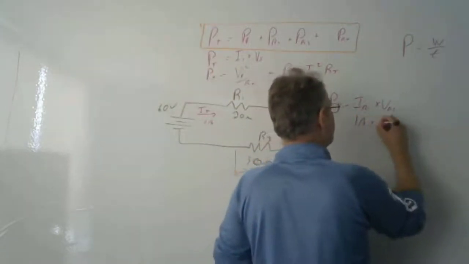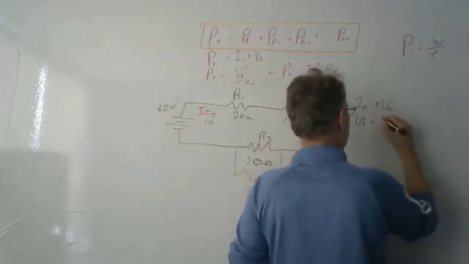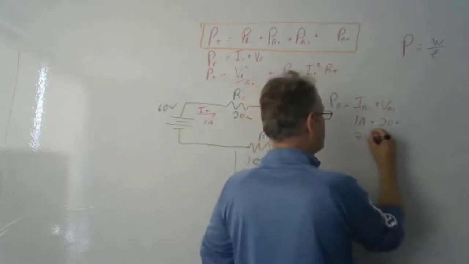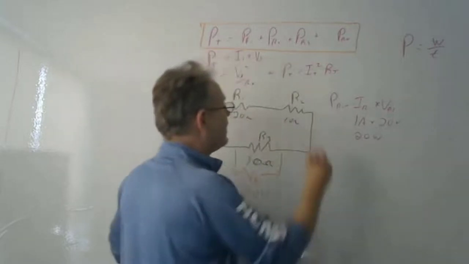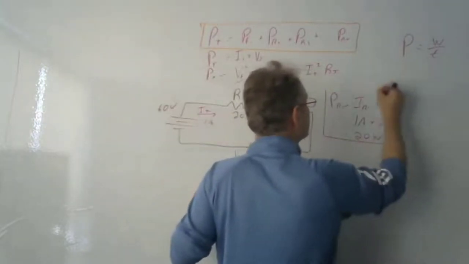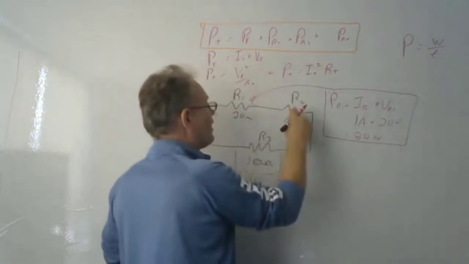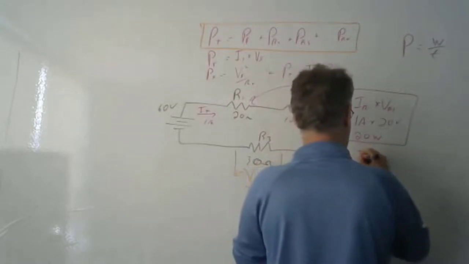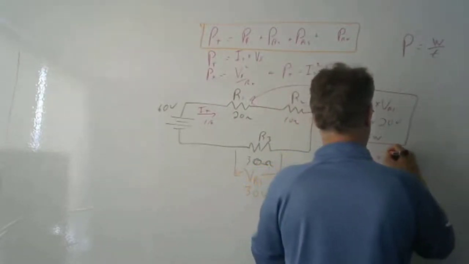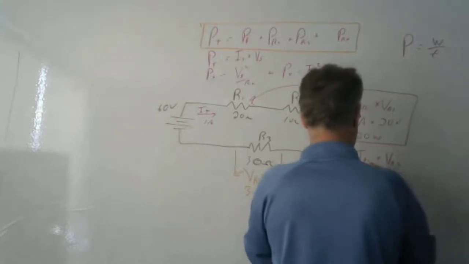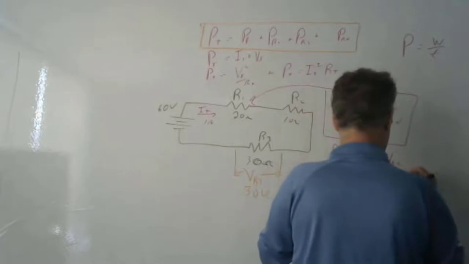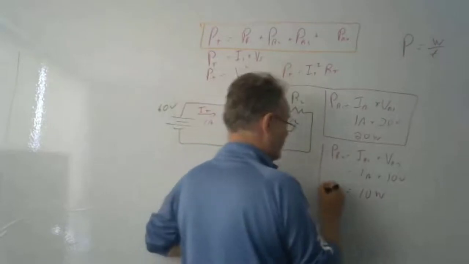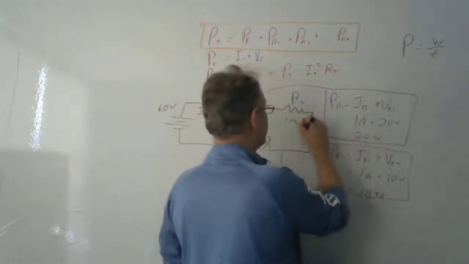I know that's 1 amp times 20 volts, which equals 20 watts. So I know that this one is 20 watts. Okay, that's all about that one. Let me calculate this one. PR2 is equal to I_R2 times V_R2, which is equal to 1 amp times 10 volts, which is equal to 10 watts. Okay, good. That represents this one.